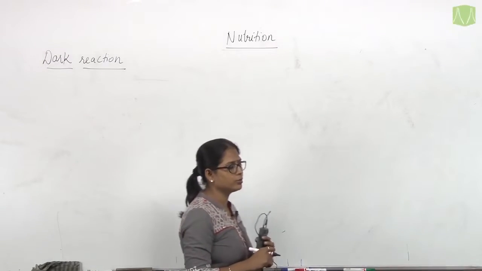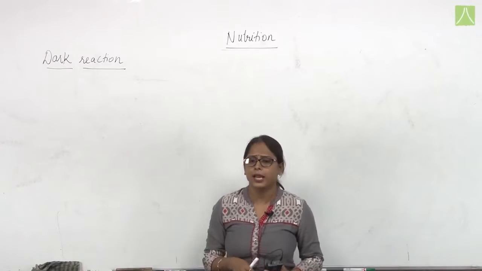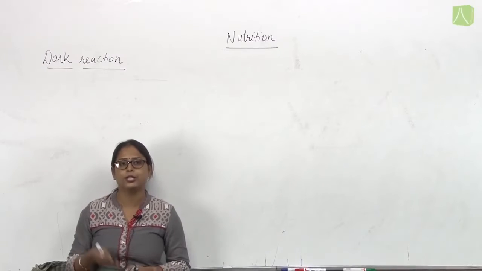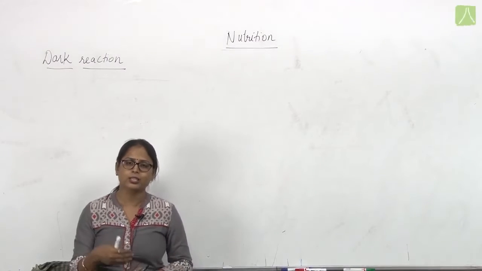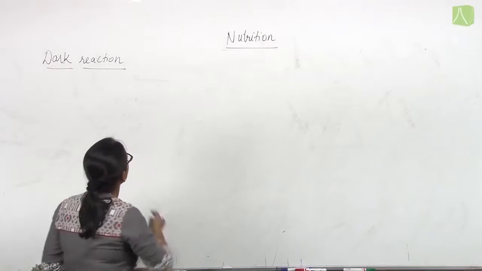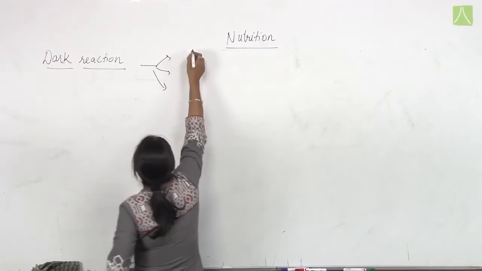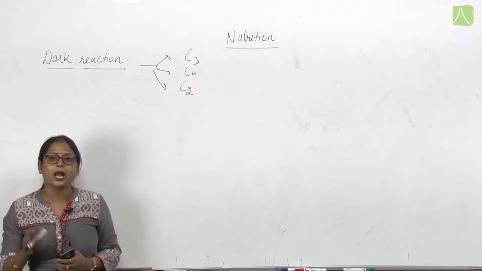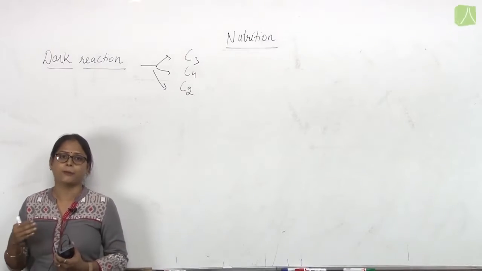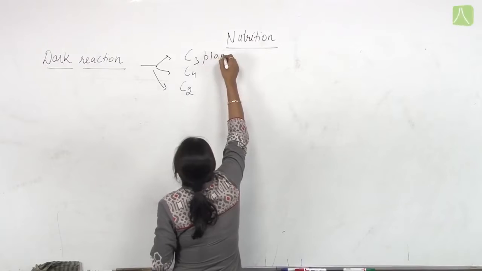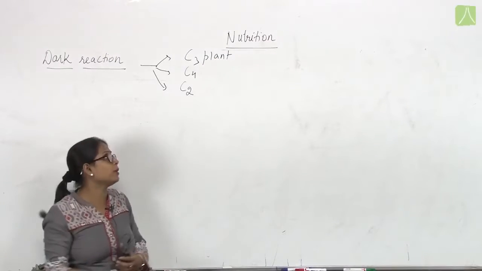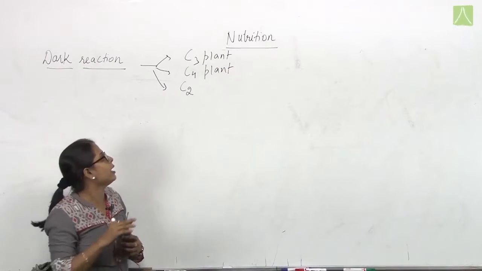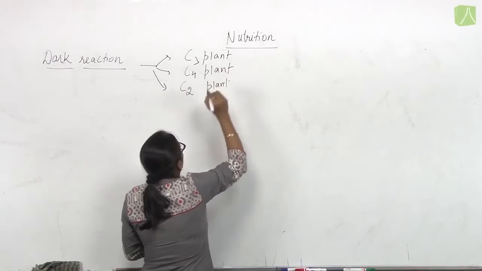The dark reaction process is very different in different types of plants. Based on species, we have categorized the dark reaction into various types, that is C3, C4 and C2 reactions. We have also classified plants according to the dark reaction type happening in them: the plant in which the C3 reaction occurs is known as a C3 plant, the plant with the C4 reaction is known as a C4 plant, and C2 is another type of reaction.